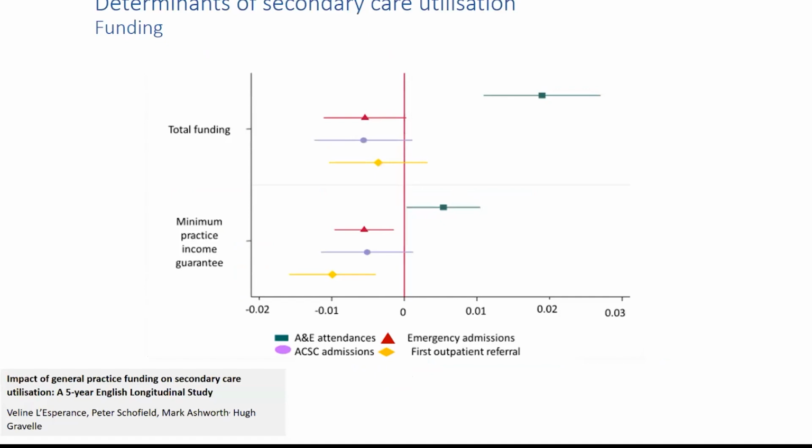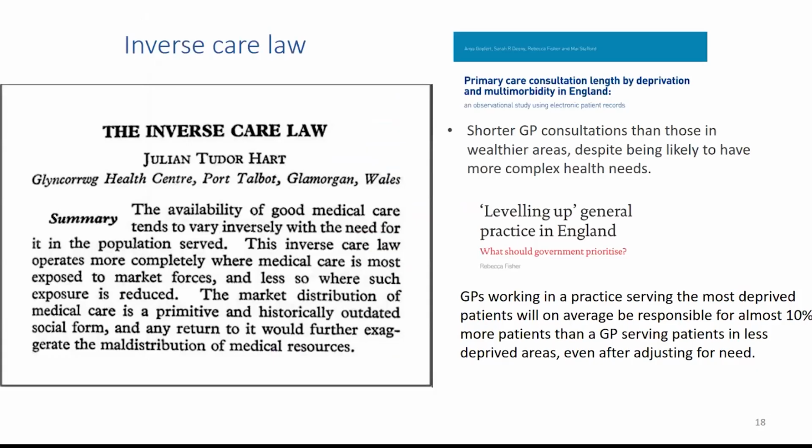Looking at secondary care utilization, higher funding again was associated with reduced A&E, reduced emergency admissions, outpatient, and also ACSC admissions as well, but not associated. But higher was found with A&E attendances. So the first part of this talk, I described how general practices are funded and the possible relationship that funding plays in terms of patient outcomes.